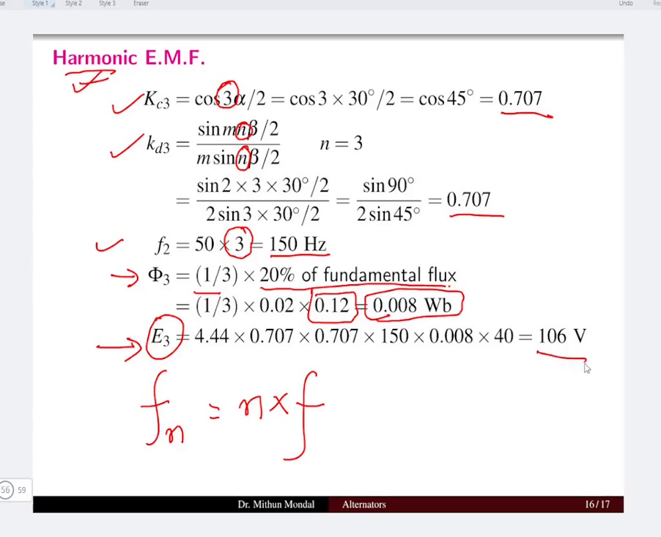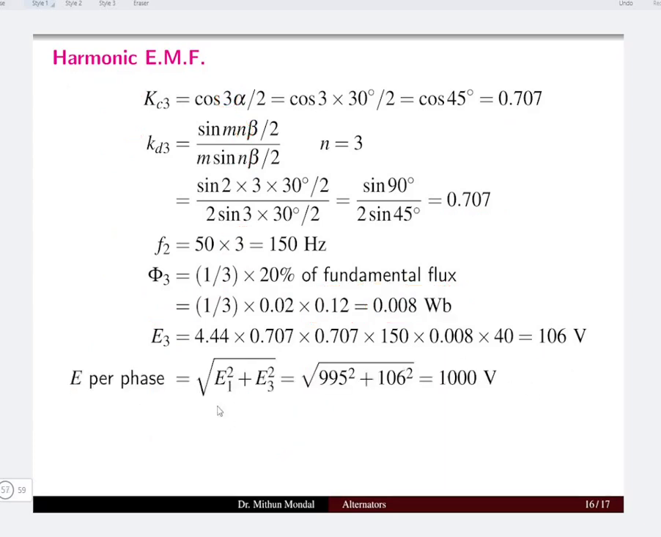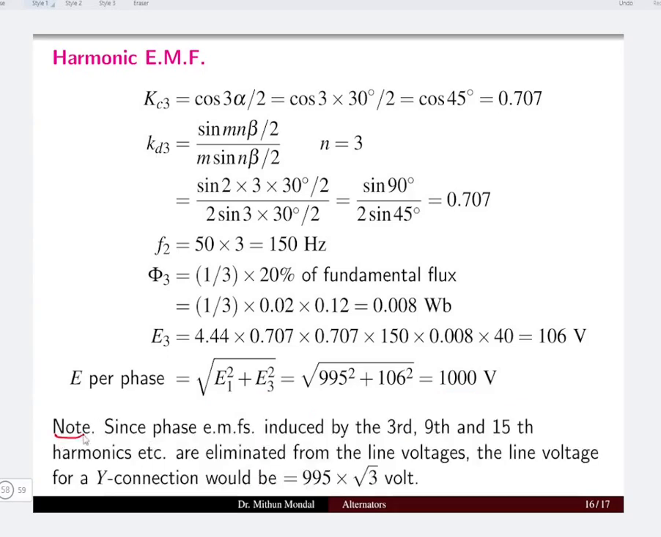which is equal to 106 volt. Now the total EMF per phase will comprise the fundamental EMF plus the harmonic EMF. So it will be a vector sum of E1 and E3, where E1 is the fundamental EMF and E3 is the EMF due to the harmonic component. So we find 1000 volt as the EMF per phase. Now note that whatever EMF we get under the influence of the third, ninth or 15th harmonic is eliminated from the line voltage.